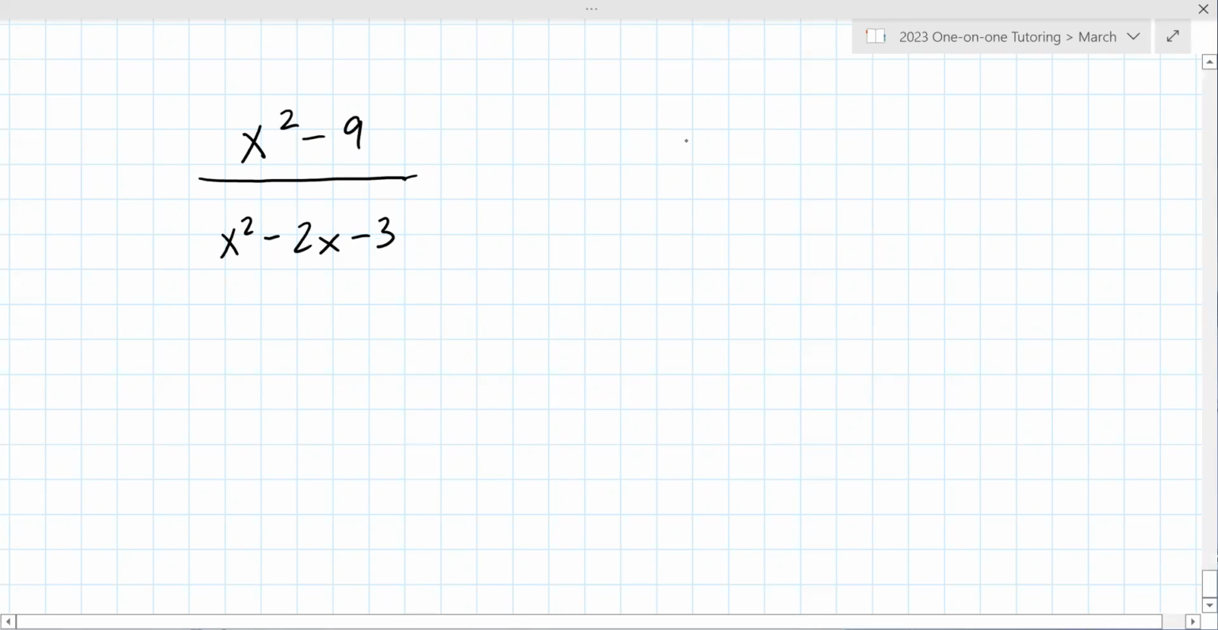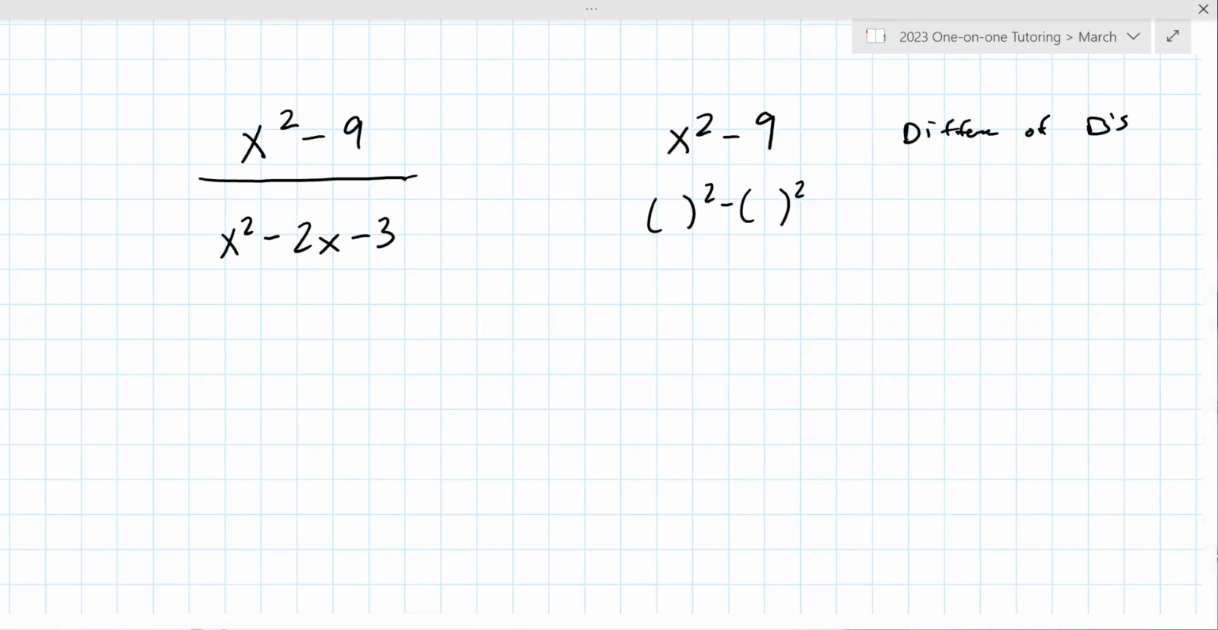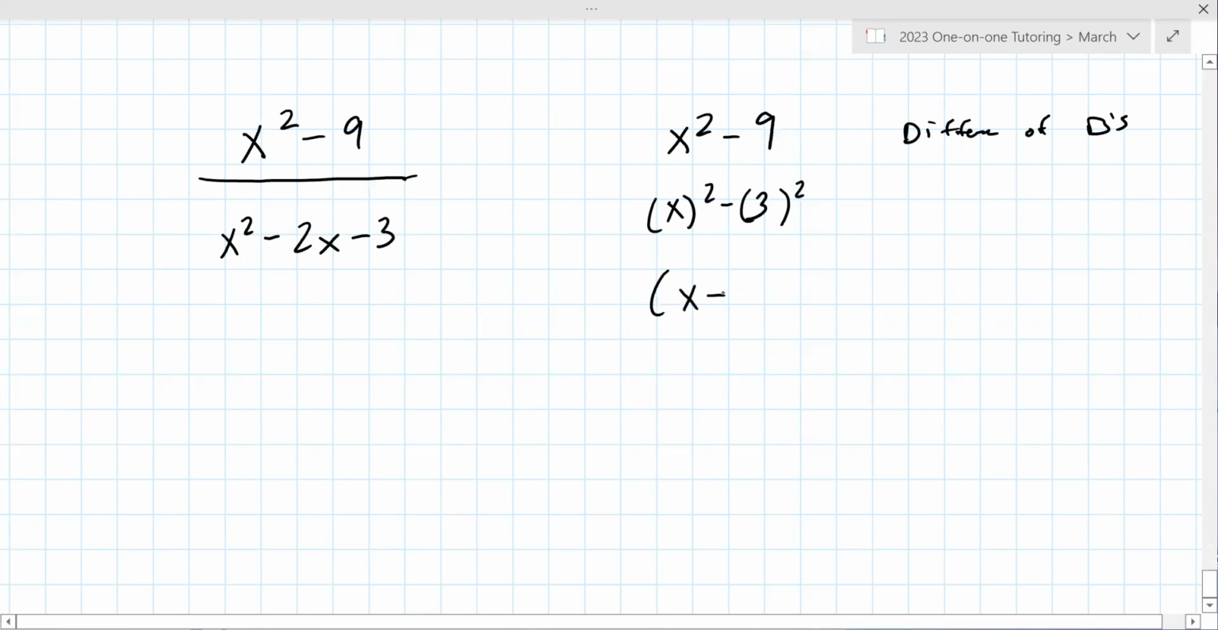So let's look at the top. Let's look at x squared minus 9. This is a difference of squares. So you write this as something squared minus something squared. 3. Yep. Very good. So it becomes x minus 3, x plus 3. So that's the top.